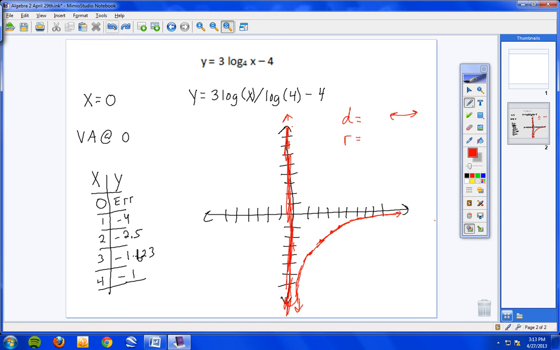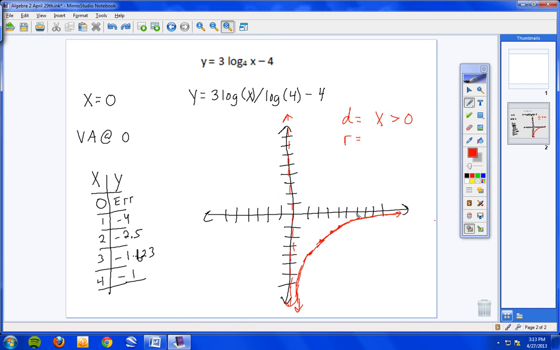So if you have to stay to the right, then obviously my domain's going to be, let me break out the eraser here. Obviously the domain's going to be x is greater than 0. Now if the graph would have been over here on this side, then I would say x is less than 0. But that's not the case. All right, now let's go to the range.